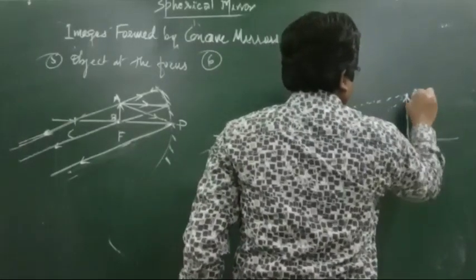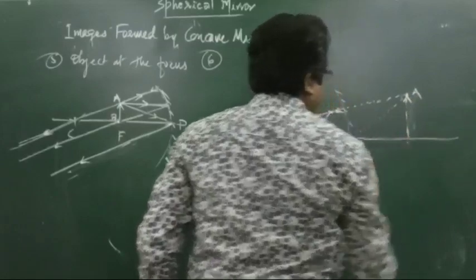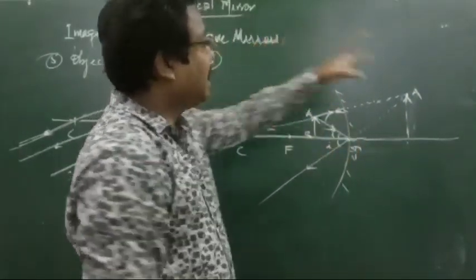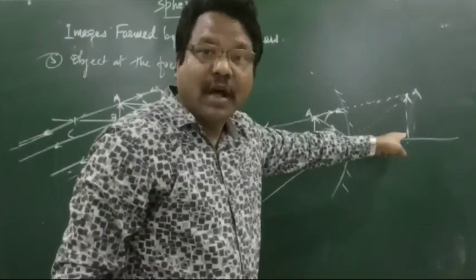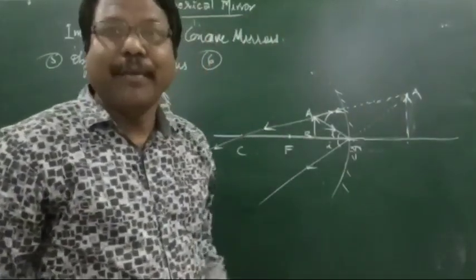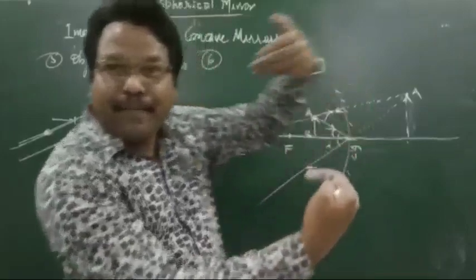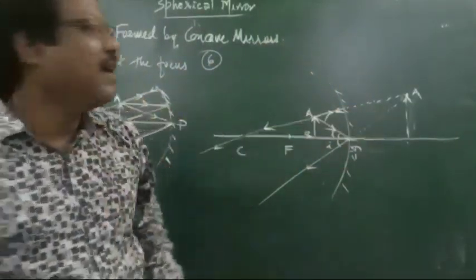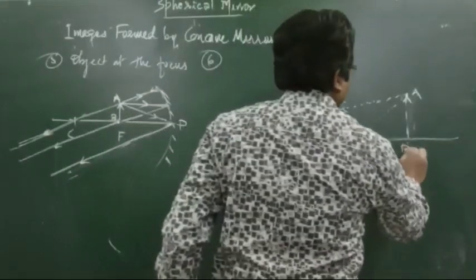So here is the image formed, as the real rays are not meeting there, but rays appear to diverge from that point. So this image is what? Virtual image, because real rays are not meeting. The rays appear to diverge from that point. So here you have a virtual image formed.